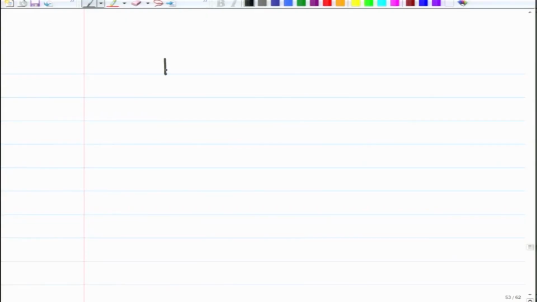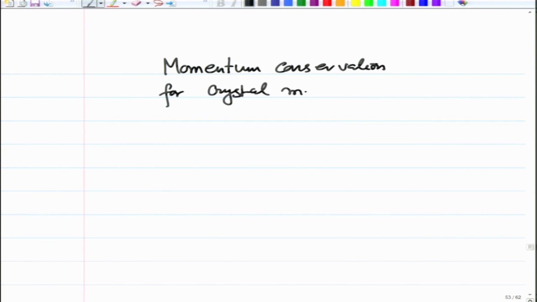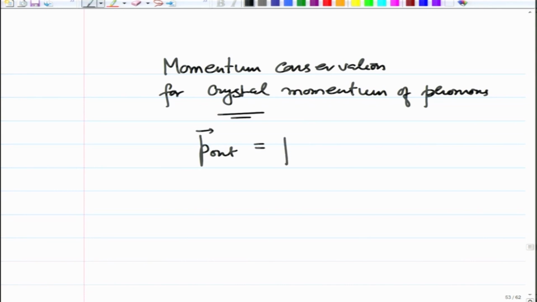And finally, I owe you an explanation of momentum conservation for crystal momentum of phonons, that is p out of these neutrons which are scattered should be equal to p in of neutrons plus h cross k of phonon. This also I will write a supplement and give it with this lecture.